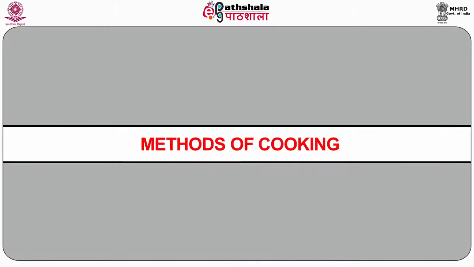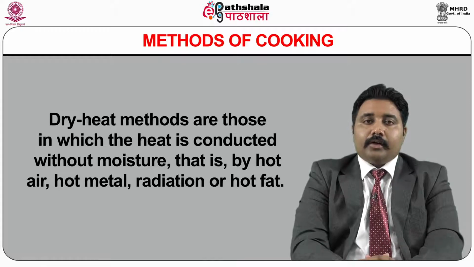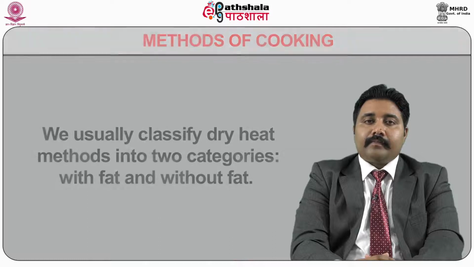Methods of cooking. Cooking methods are classified as moist heat and dry heat. Moist heat methods are those in which the heat is conducted to the food product by water, liquid or steam. Dry heat methods are those in which the heat is conducted without moisture, that is, by hot air, hot metal, radiation or hot fat. We usually classify dry heat methods into two categories, with fat and without fat.